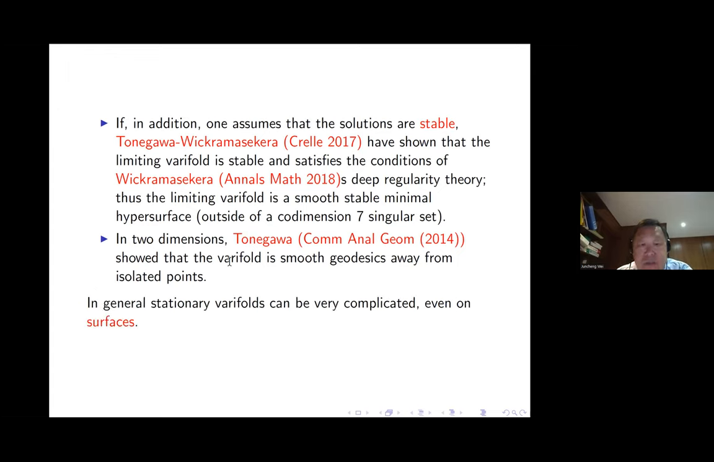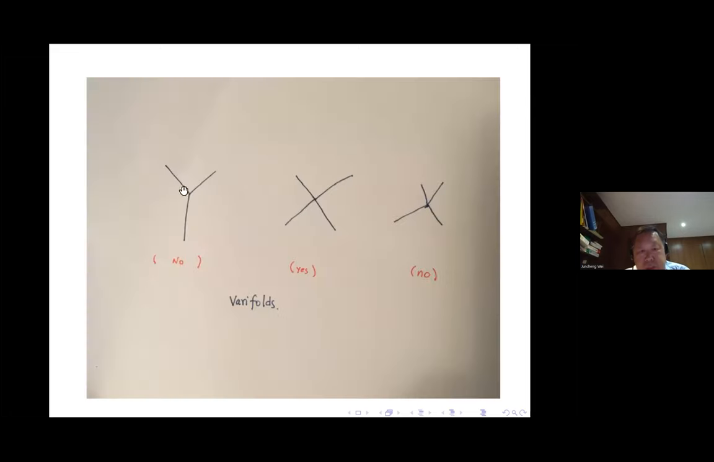So now even with this information, the stationary varifold can be very complicated, even on surfaces. For example, you can have triple junctions, and you can have coarsening, and you can have, for example, quadruple junctions. And all this can happen for the stationary varifold. And if you impose some density on each of the geodesics, then you can define generalized mean curvature, and this will be a stationary varifold. Okay, so this is the general theory of Tonegawa and Hutchinson.